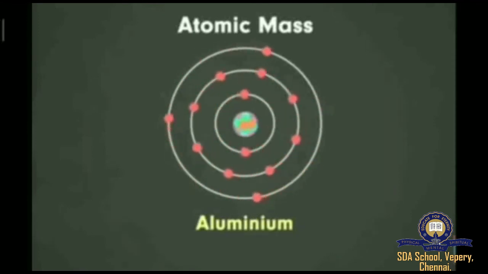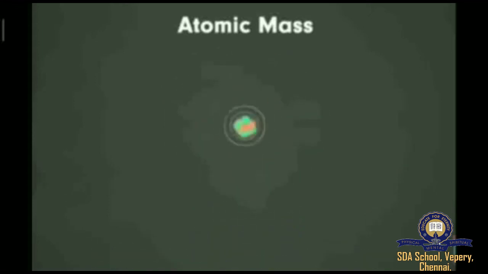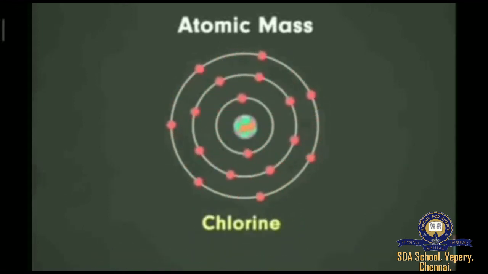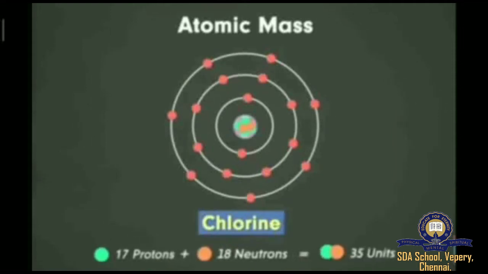Next, we'll find the atomic mass of aluminium. Aluminium consists of 13 protons and 14 neutrons in the nucleus. Therefore, their sum is 27 units. So, the atomic mass of aluminium is 27 units. Next, we will find it for chlorine. Chlorine has 17 protons and 18 neutrons, right? So, its mass number is nothing but the sum, which is equal to 35.